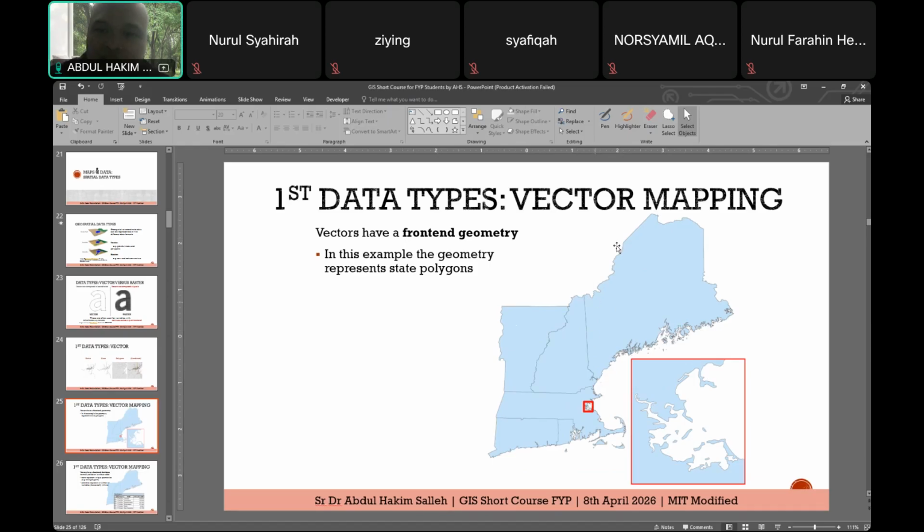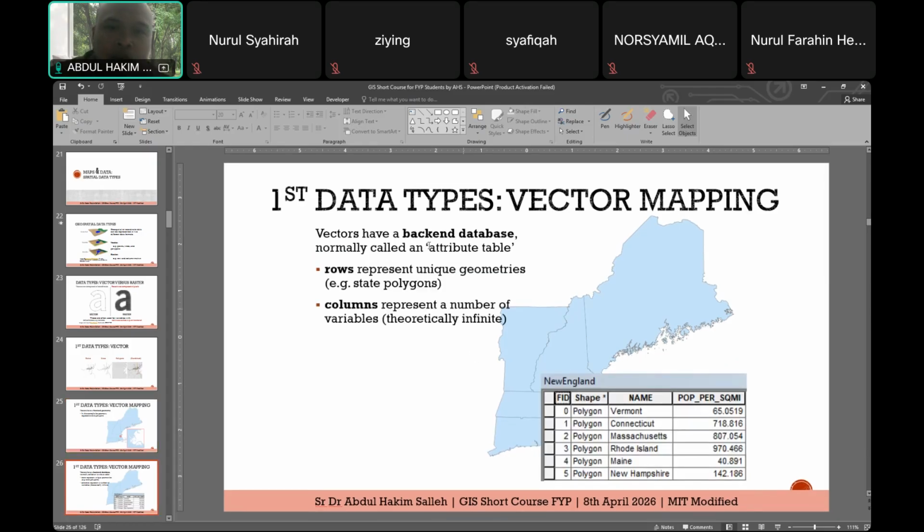Okay, the size of these states is bigger than this. The size of this is bigger than this, just like so. Okay, nothing much. But from the back end database, where it has information of attribute, we call the information as attribute. These attributes can explain much deeper than just the image.